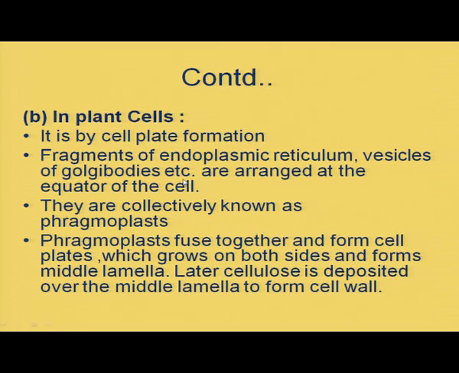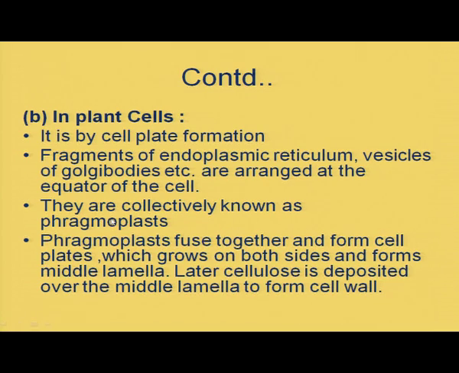Now, how is the cell plate formed? What are the components involved in it? Fragments of endoplasmic reticulum, vesicles of the Golgi bodies, and even the fragments that are formed from spindle fibers, all these will arrange together at the center of the cell, or the equatorial plate of the cell, the middle portion of the cell.